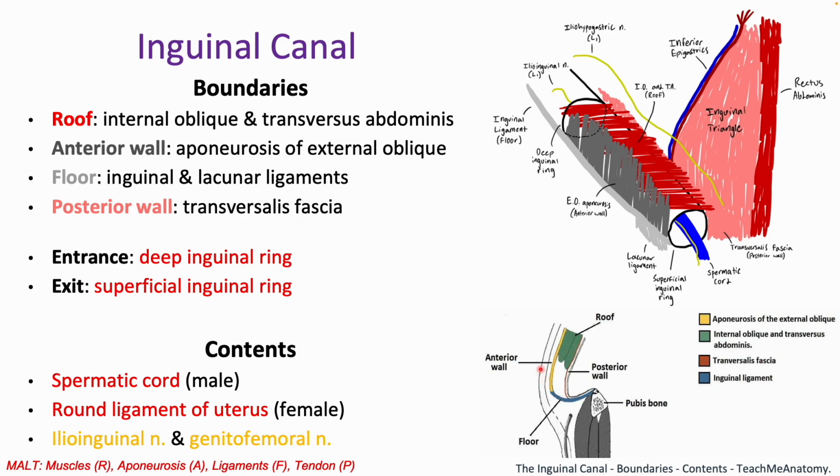Here's another picture, just helping reinforce this idea that we have this roof of these muscles in green. We're going to have our anterior wall, that's the aponeurosis. We're going to have our floor, which is the inguinal ligament. And then posteriorly, our posterior wall is going to be this transversalis fascia.